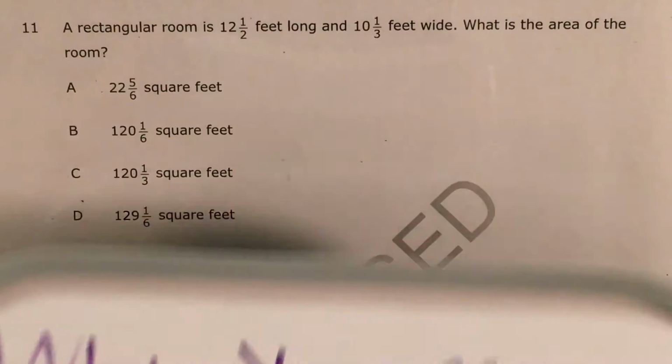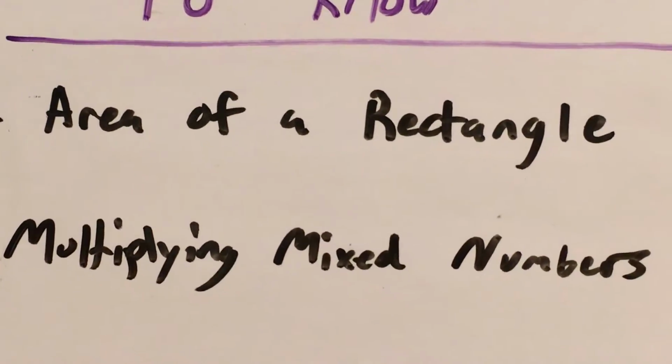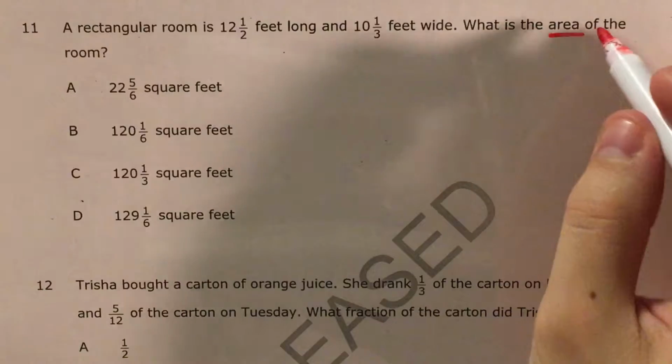So to do a question like this, and to do it really well, you need to know the area of a rectangle, and you also need to know how to multiply mixed numbers. There's two different methods for this that I'm going to go over, and there's also a trick answer that I definitely want to highlight here. So to start with, let's talk about the area of a rectangle.